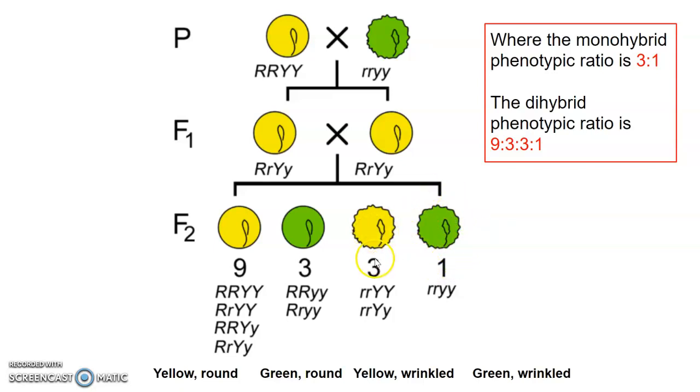3 out of 16 will be wrinkly and yellow, 3 out of 16 green and round, and 9 out of 16, the largest proportion, will express as the dominant trait for both. It will be round and yellow. So let's look at that in more detail.